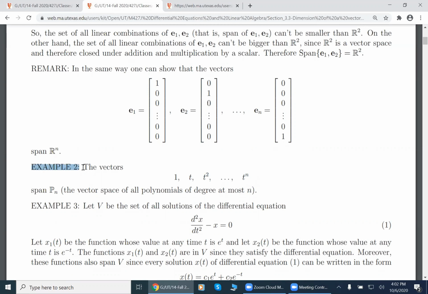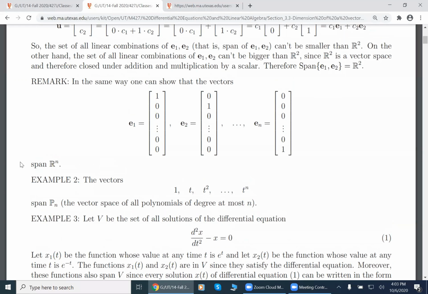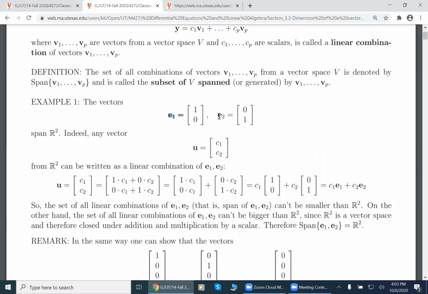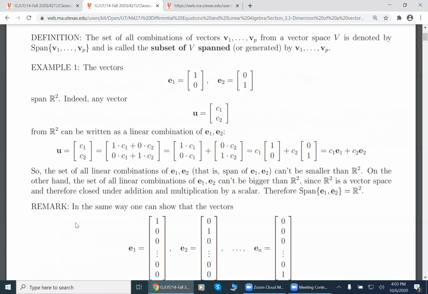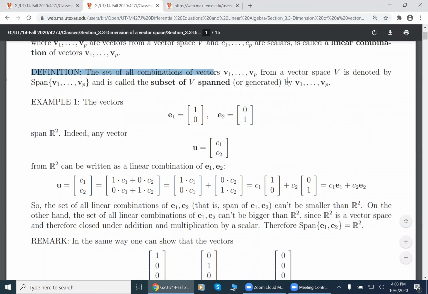Folks, questions about example 2? So what is that saying? Like, what's the relevance of saying that? Here's just another example of span. We just realized that span of these 2 vectors is equal to R2. Span of these vectors is equal to Rn. Span of these vectors is equal to Pn. These are examples of span. These are illustrations of this definition. Was that a question? Yes, thank you.